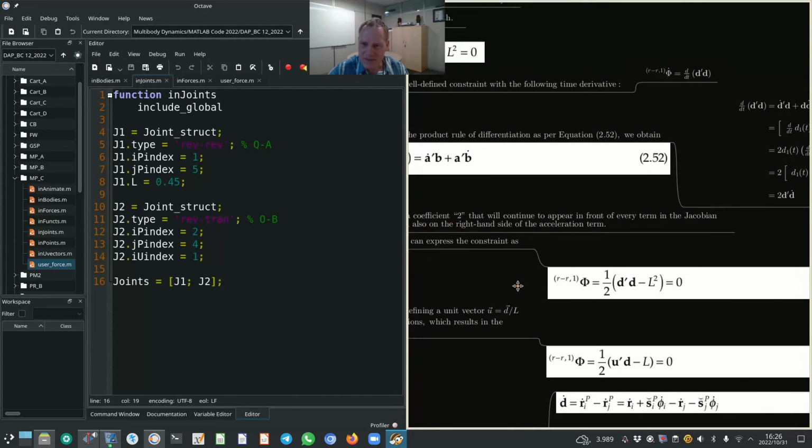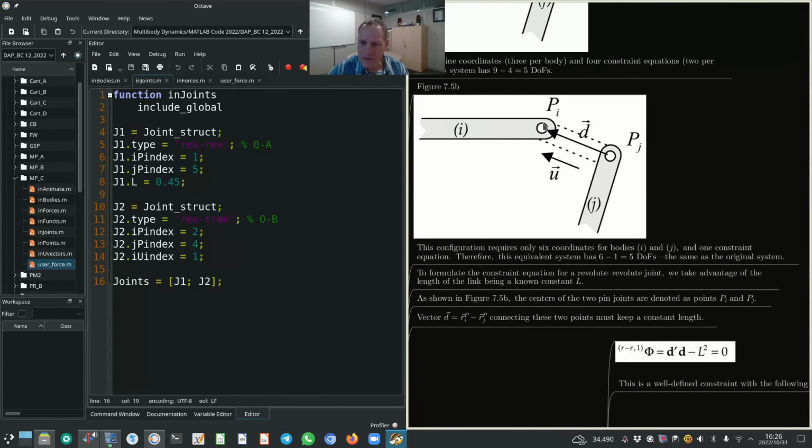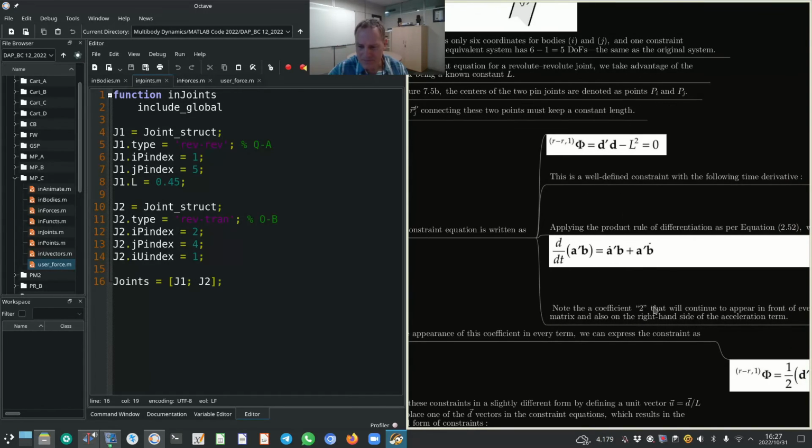Now, let me just show you quickly. If we have point PI, the vector SPI originates at the origin, or the C of G of body I, and ends at point PI. Similarly, the vector SPJ originates at the center of gravity of body J and ends at point P on body J. So we have vectors SPI, and we also have vector SPJ.